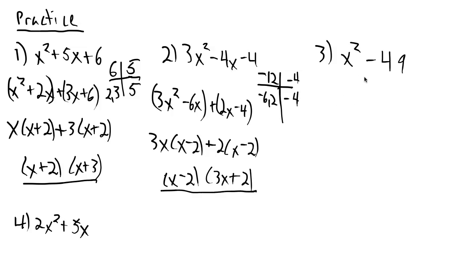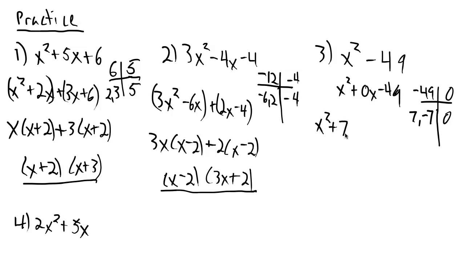Problem 3. We have x squared minus 49. That's the same thing as x squared plus 0x minus 49. So we're looking for factors of negative 49 that add up to 0. Well, what's 49 divisible by? 7 and negative 7 adds up to 0. We get x squared plus 7x minus 7x minus 49.